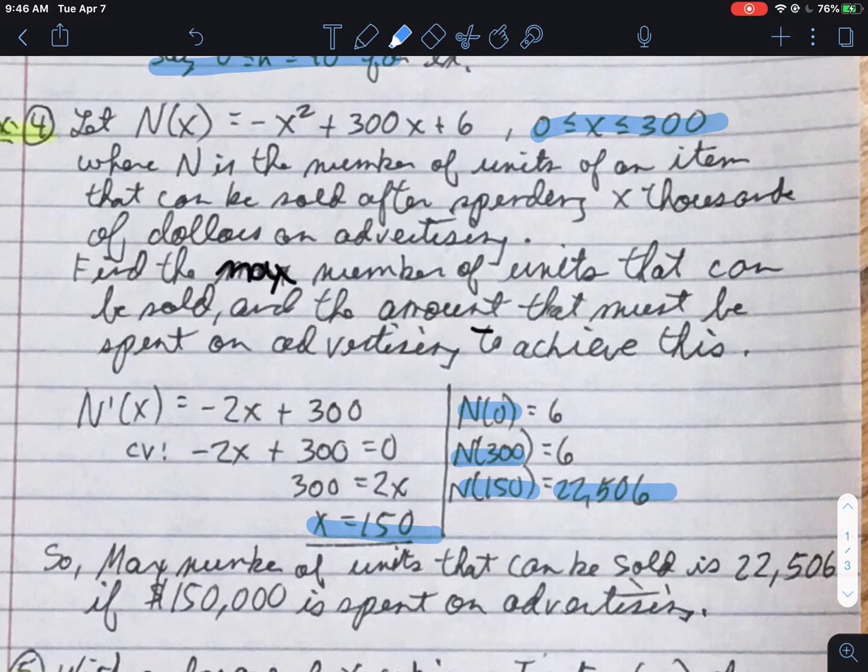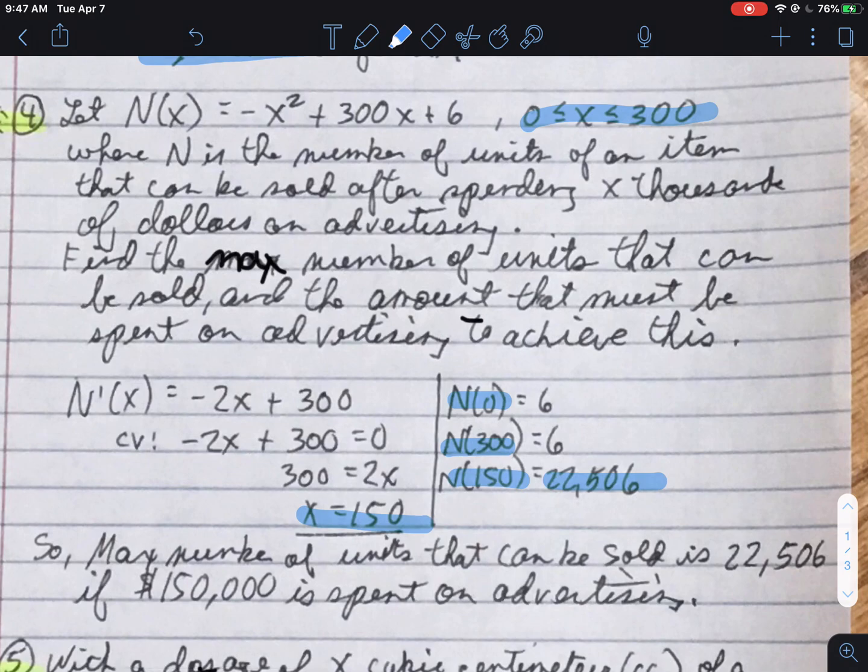Now applications, so make sure we're interpreting correctly what that tells me. What was n? n was the number of units of the item that could be sold. What was x? x thousands of dollars spent on advertising. So n of 150 equals 22,506 means that we're selling a maximum number of units, 22,506, with x equal to 150, that's $150,000 spent on advertising. So as always, watch your units. What does x represent? What does the function calculate?